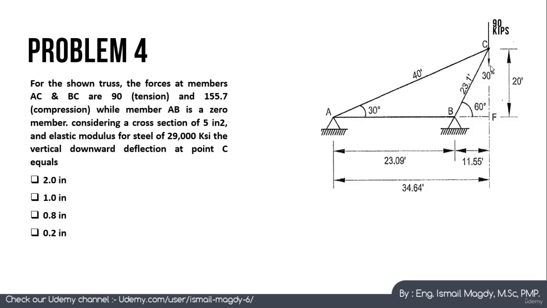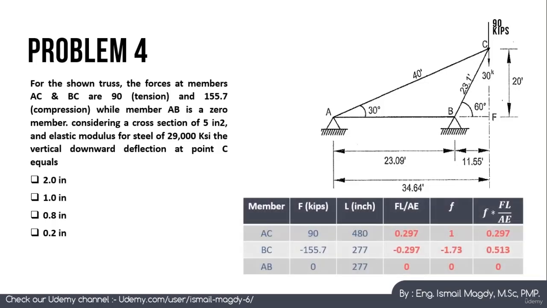In order to do that, we are going to start by creating the table that we discussed in our last lecture. So this is the table that we are going to create here. We will start with members. We have members AC, BC, and AB. After that, we will put here the forces in kips in each member.